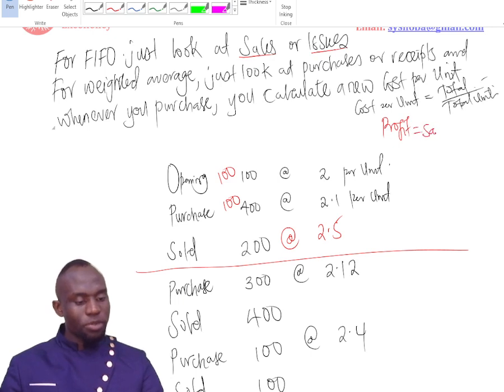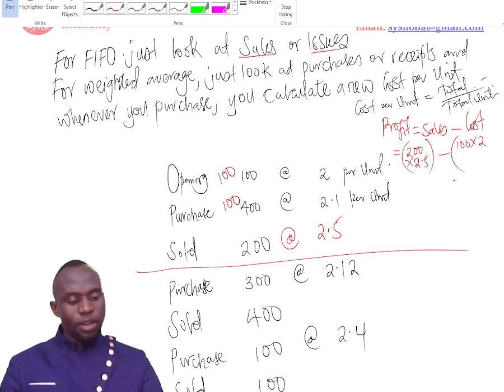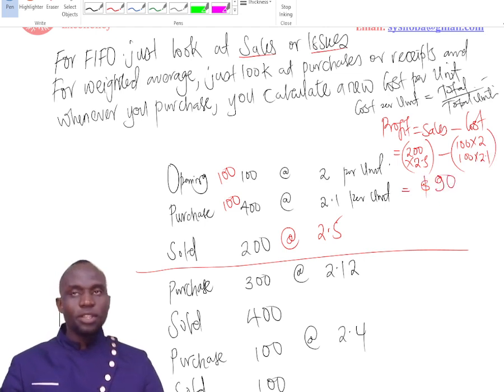So how do we calculate profit? Profit is total sales minus the total cost. So what would be the total sales? We are selling a total of 200 units, but at 2.5. But what is the cost of those 200 units? This 100 was costing $2, and the next 100 was costing $2.1. So when we work it out, we get a profit of $90 using FIFO method.